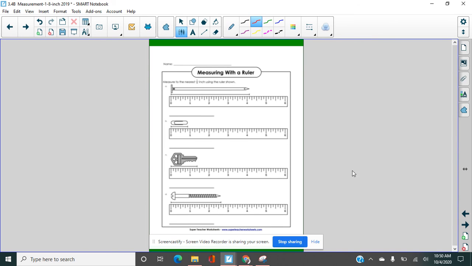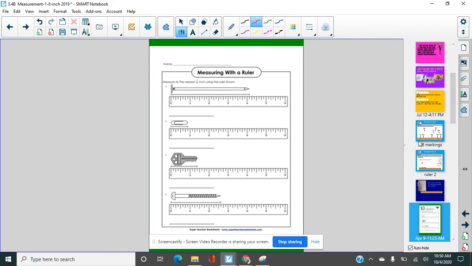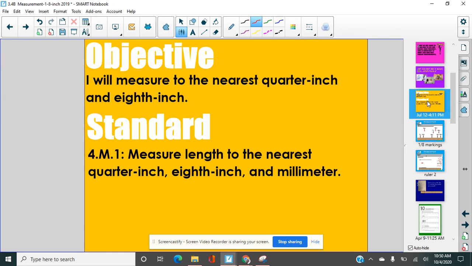All right. Now, instead of this page here today, you're going to be going on to another video, and then you'll be working with IXL with being able to measure these items to the nearest quarter inch and eighth inch. That's what we have for us to work on today. So that was our goal today, to measure to the nearest quarter inch and eighth inch. If you need any help with anything, let me know, and good luck.